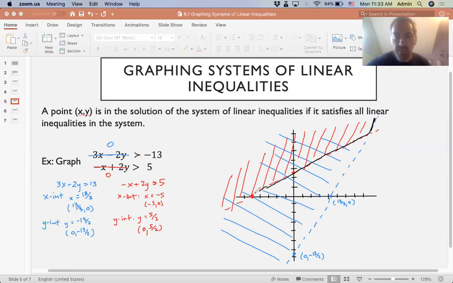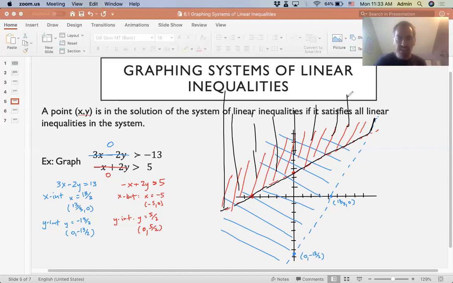Now, this will be unbounded because it includes everything moving up. There's no bound to it. It keeps going. But every point in that shaded region in the black, where the red and the blue overlap, will satisfy both linear inequalities, so it satisfies our system of linear inequalities.